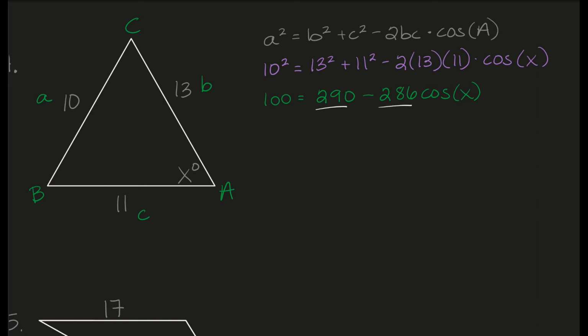So if I made this problem simpler and I said, okay, what if I had 10 equals 29 minus 28y? And I said, let's solve for y. The first thing you would do is move the 29. So that's what we're going to do here in this problem. We're going to subtract 290 from each side.